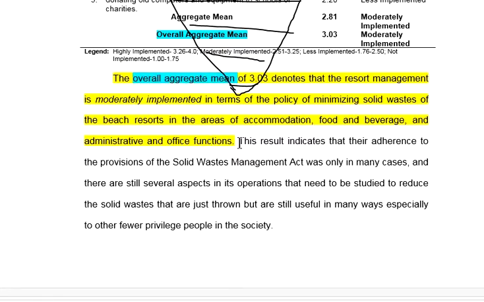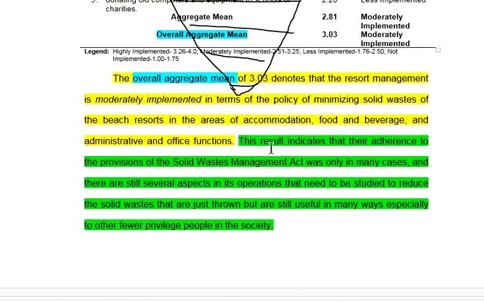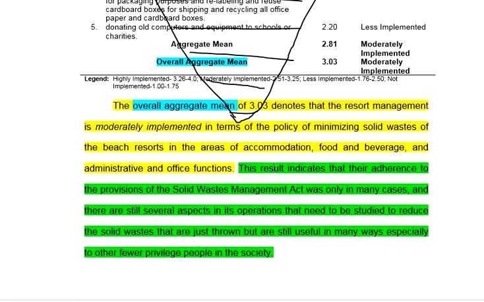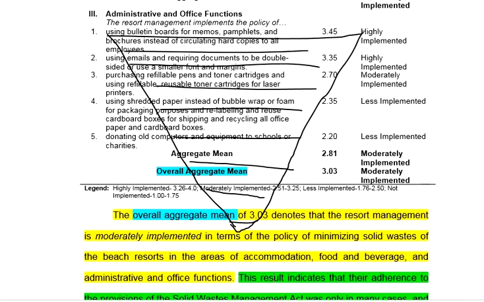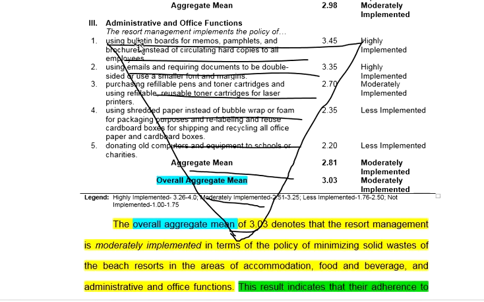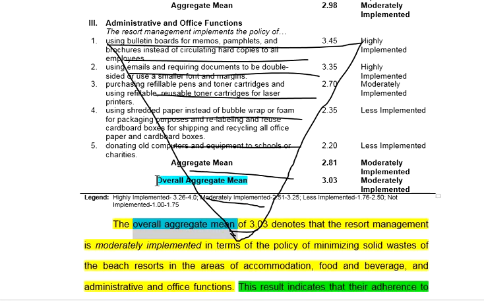And then you will proceed to the interpretation and analysis of the data. Same pattern as in the previous table that I have discussed. But in this part, again, it uses a deductive discussion, starting from the generic to the specific. So we start with the overall aggregate mean.